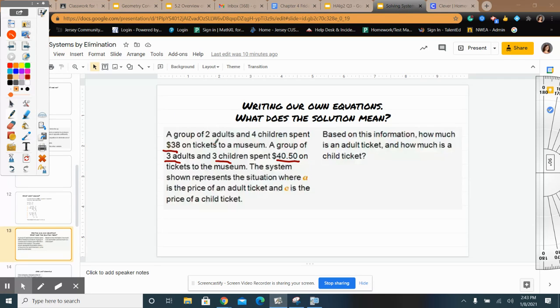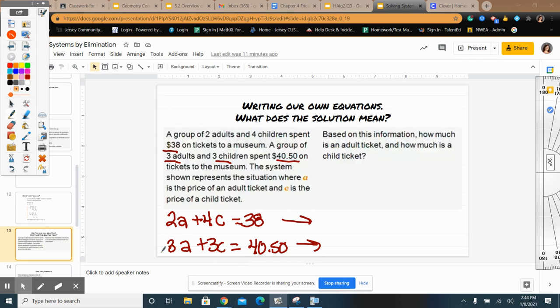This is a linear combination when they give you two facts like that. So I have two adults, and then I have 4 children. So 2 times the adults' tickets plus 4 times the children's ticket was 38. 3 times the adult and 3 times the children, that was $40.50. I don't have opposites, and I'm not even really close anywhere, so I can decide what I want to get rid of. Let's get rid of the A's.